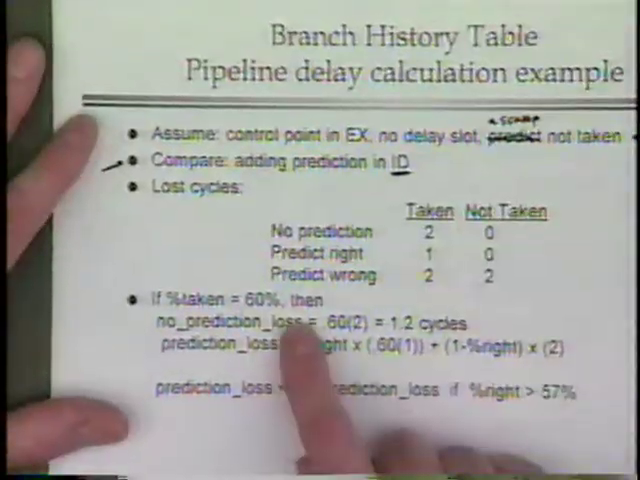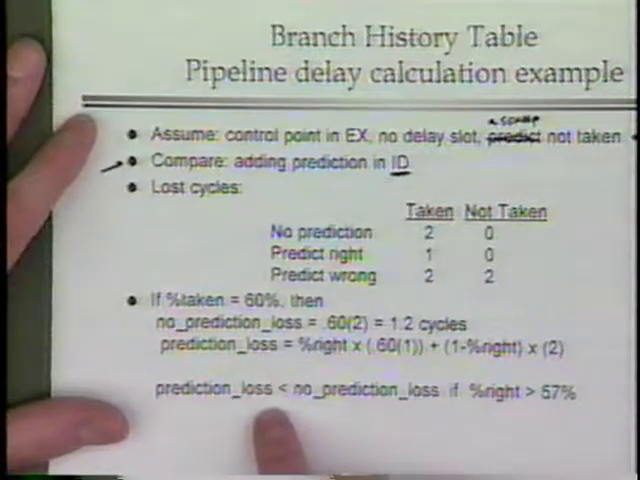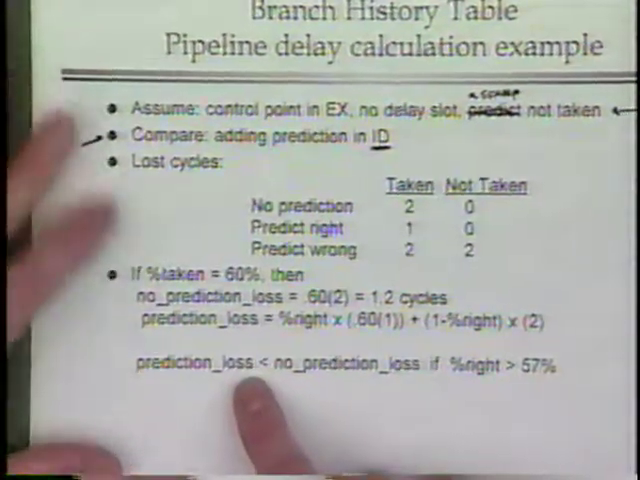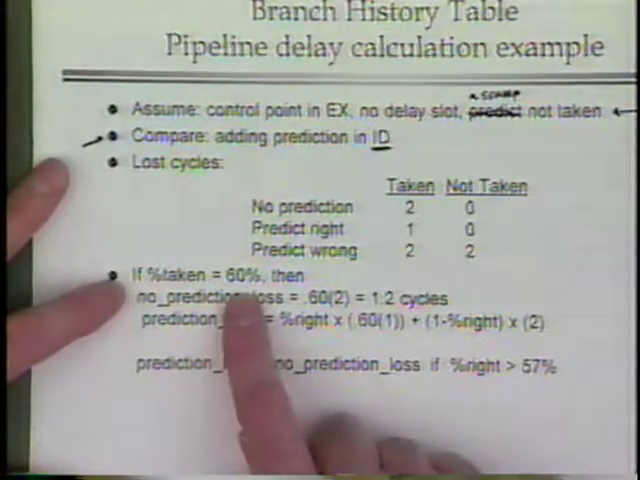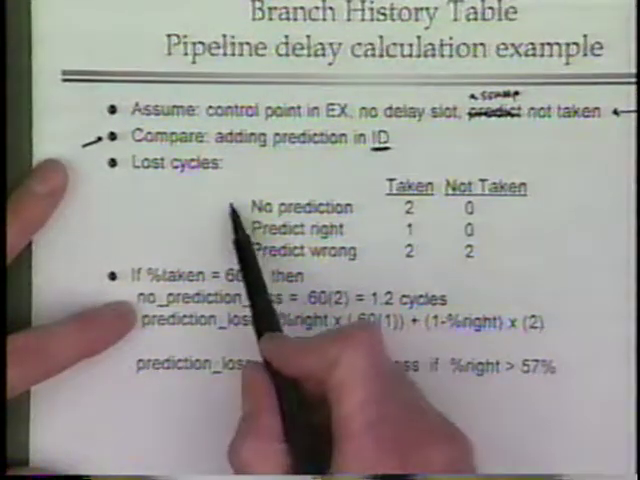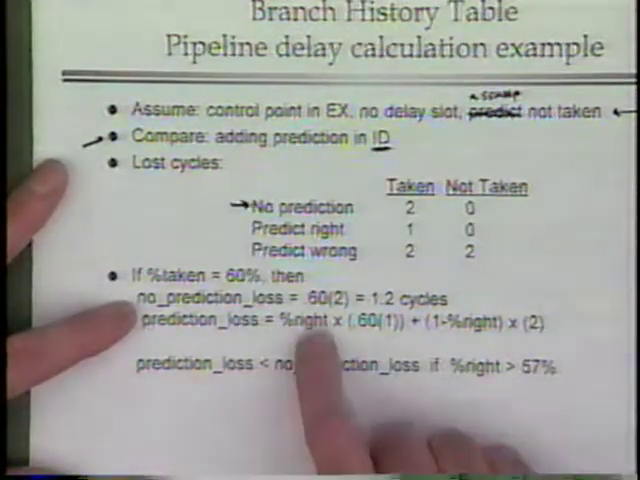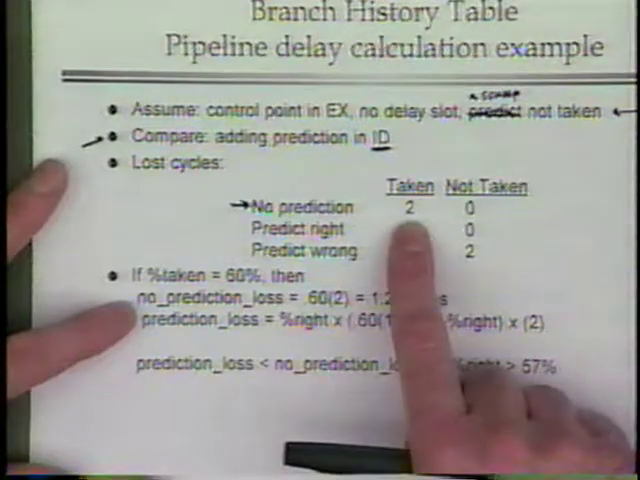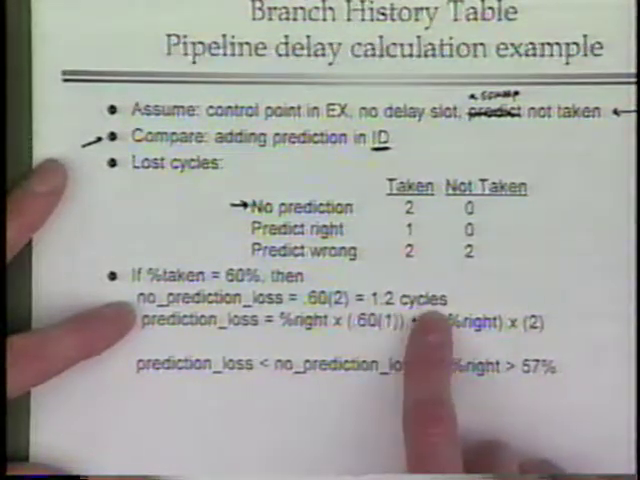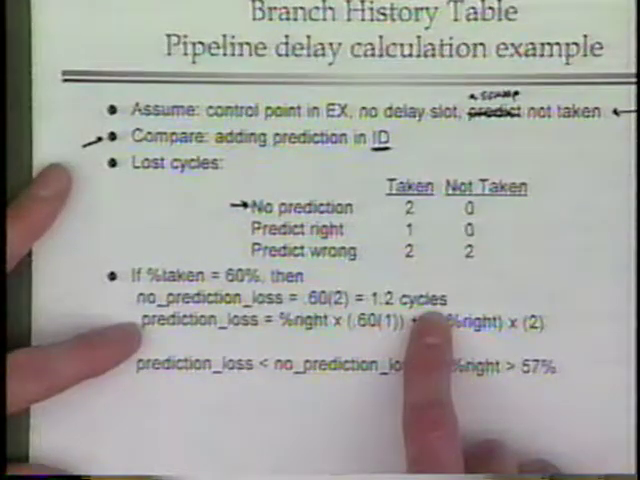So, how good does our prediction have to be before this is a win? Well, let's say that on the average the percentage of branches that are taken is 60%. If we don't do any prediction, if we don't do any of this branch table stuff, then 60% of the time we're going to suffer a 2-cycle penalty. So on the average we're going to suffer a penalty of 1.2 cycles.